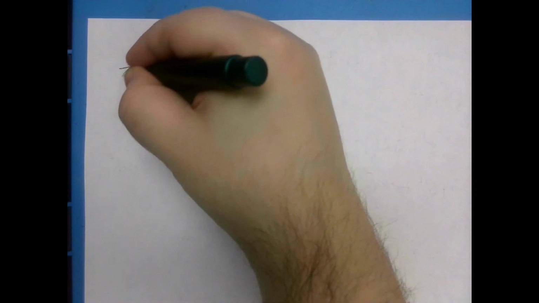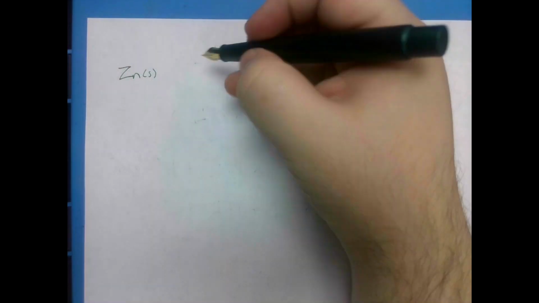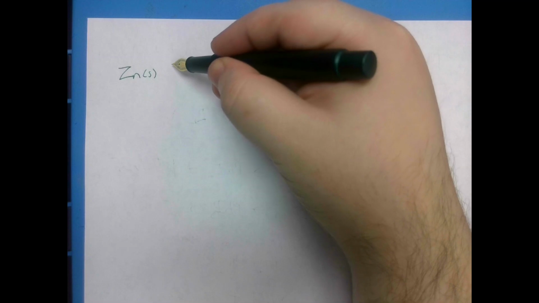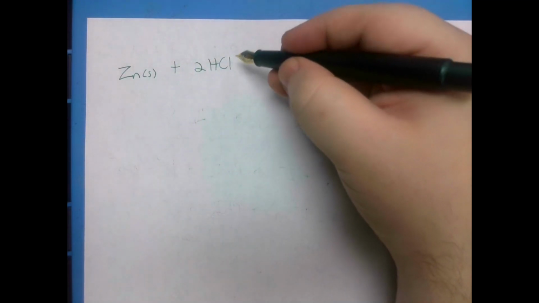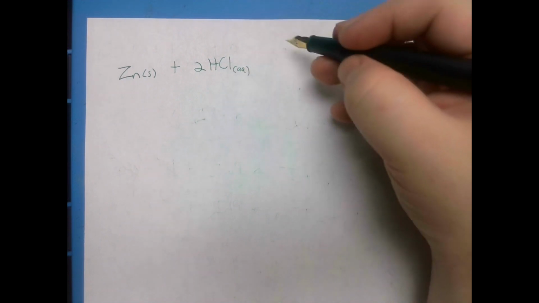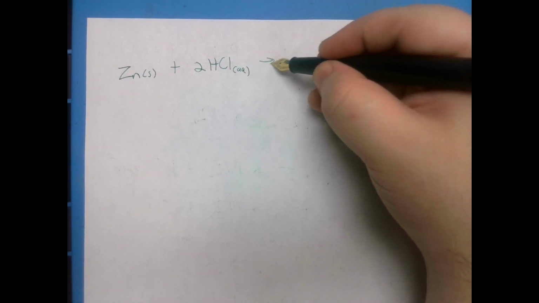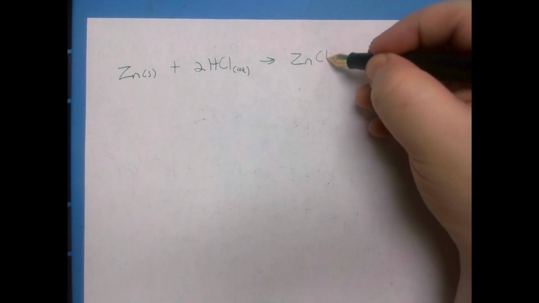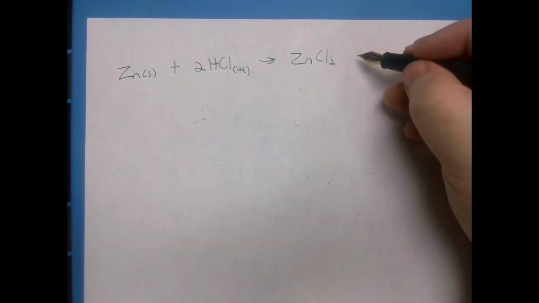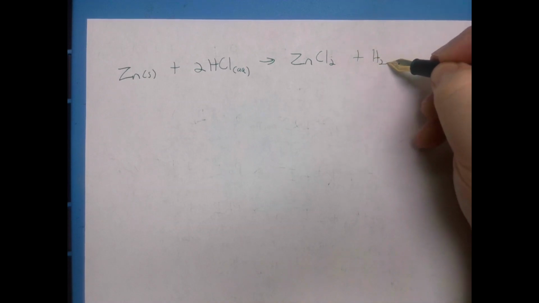So let's do this example that is shown in that picture. We have zinc, which is solid, reacting with hydrochloric acid, making zinc chloride and hydrogen gas.